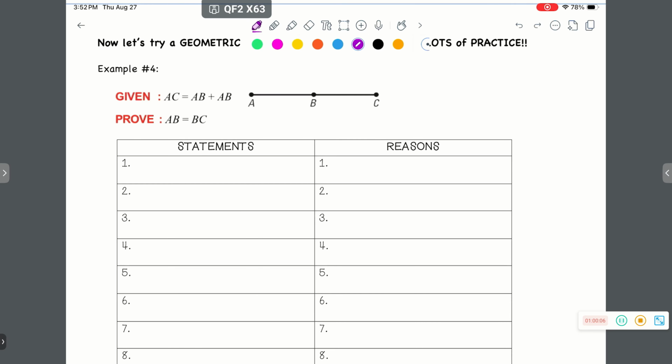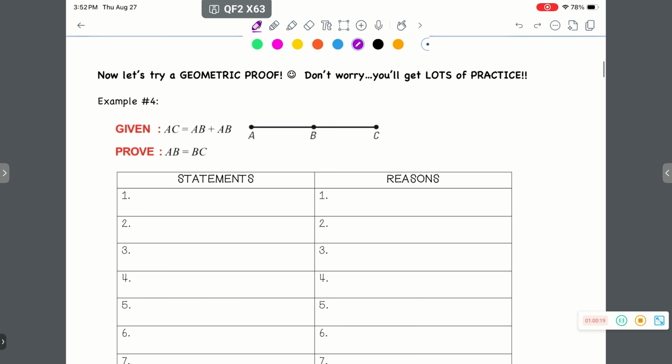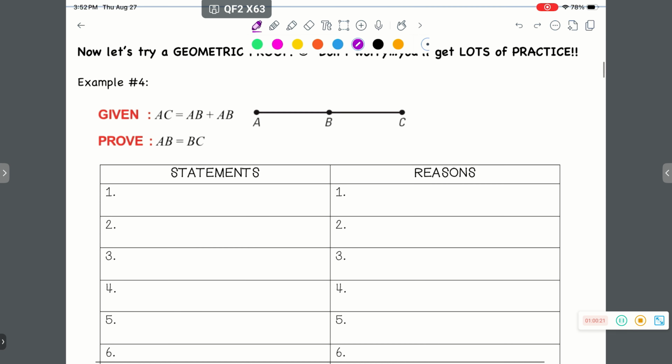I did not put any geometric proofs on your homework. Well, there's one that has like a segment on it, but it's mostly just an algebra problem. But everything from this point on is going to be a geometric proof, okay? Here we go. This is like the most basic geometric proof I can possibly give you. It's a very short one.